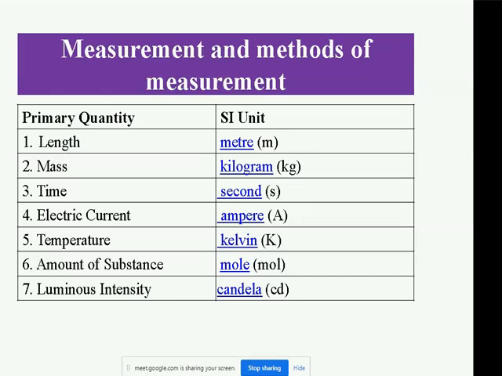Meter is for your instrument and meter is for your measuring quantity. Also mass is kilogram, kg, time is second, electric current is ampere, temperature is Kelvin, amount of substance is mole, and luminous intensity is candela. So these 7 units are very important. You will get some units and dimensions of the units in your objective questions.